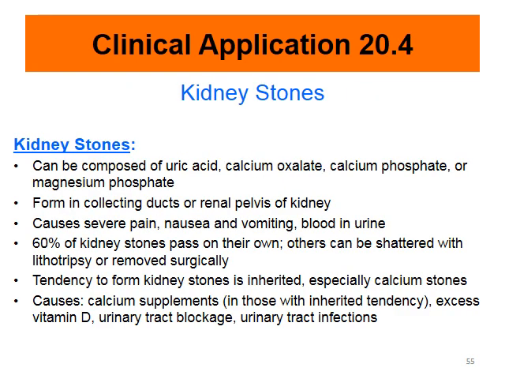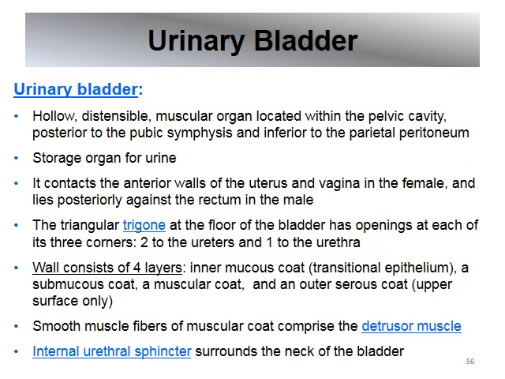Kidney stones, most of us know about kidney stones, so just look this over. Okay, so the urinary bladder, it is hollow. It's distensible, meaning it will stretch as it receives more fluid. It's going to store the urine, and it lies against the anterior walls of the uterus and the vagina in the female, and it lies posteriorly against the rectum in the male.